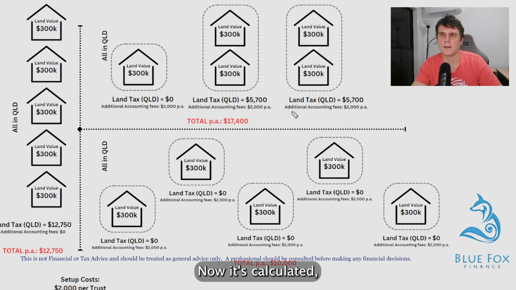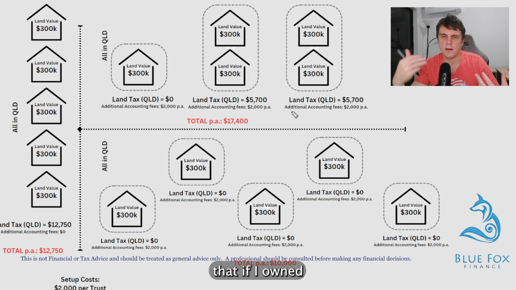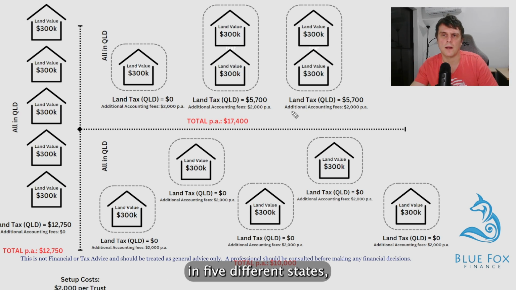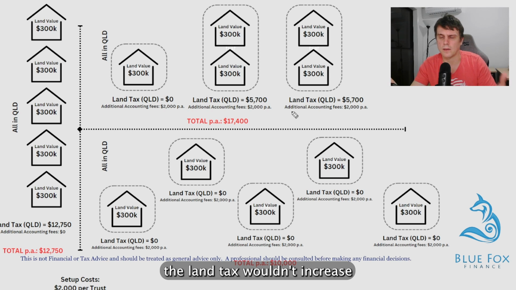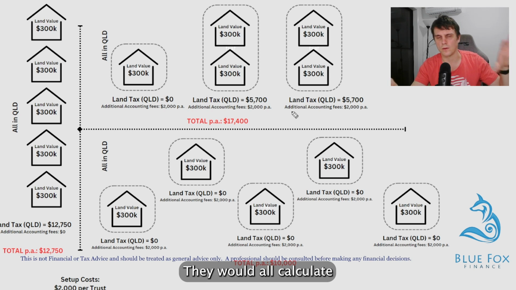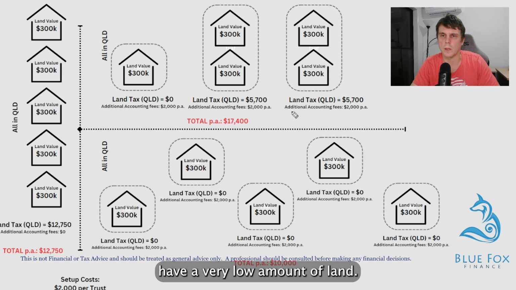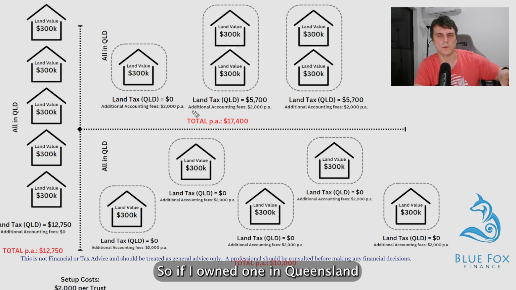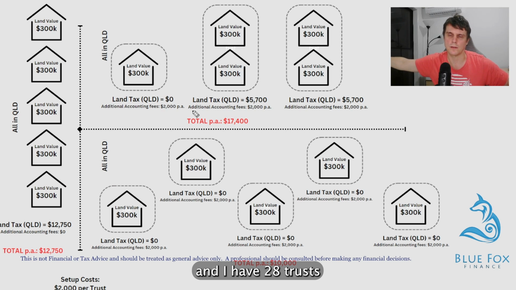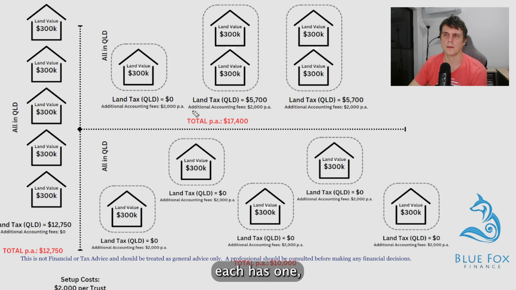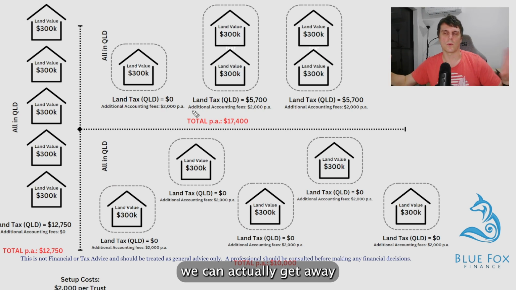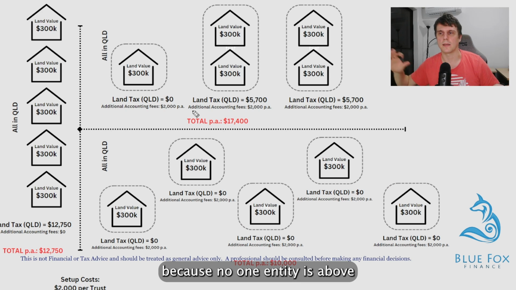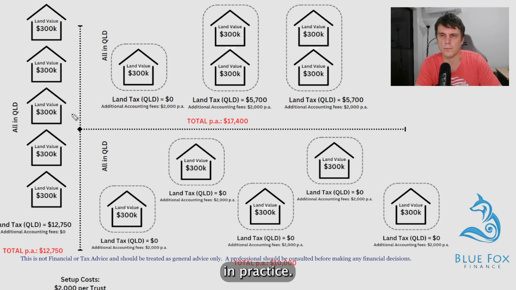Now, it's calculated basically in two ways. So it's per state in the sense that if I owned 5 properties in 5 different states, the land tax wouldn't increase exponentially from that. They would all calculate and assume that I have a very low amount of land. The other thing is it's per entity. So if I own 1 in Queensland and I have 28 trusts with properties of their own in Queensland, each has 1, we can actually get away with 0 land tax because no one entity is above the land tax threshold for Queensland. So let's see how that works in practice.